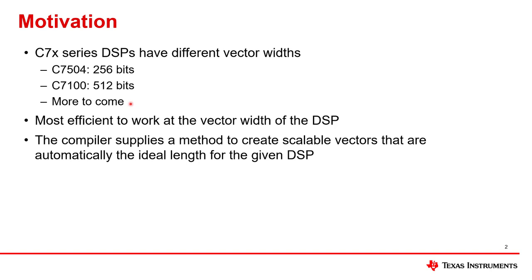Now, what is true among all of these DSPs is that it's most efficient to work at the vector width of the DSP. Well, the way we solve this problem is the compiler supplies a method to create scalable vectors. They scale as the vector width changes, scalable vectors that are automatically the ideal length for that given DSP.